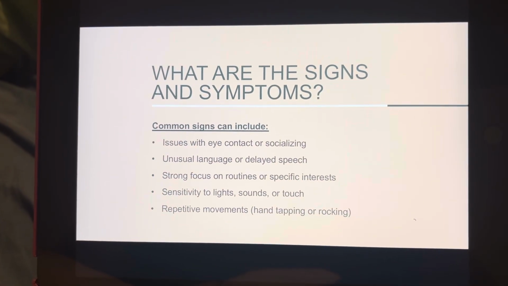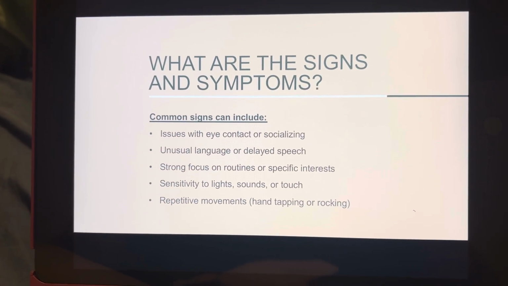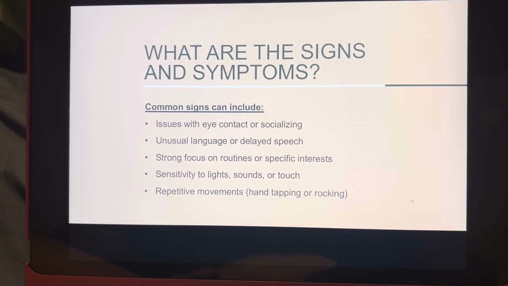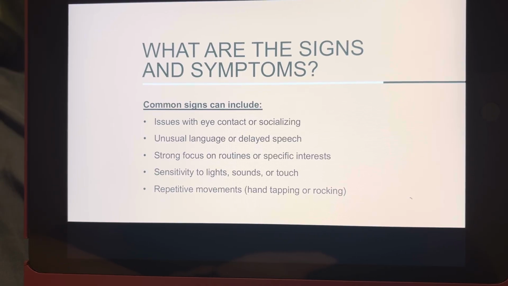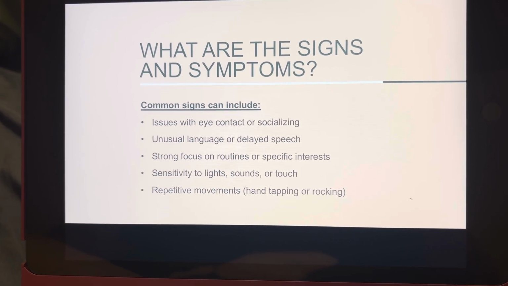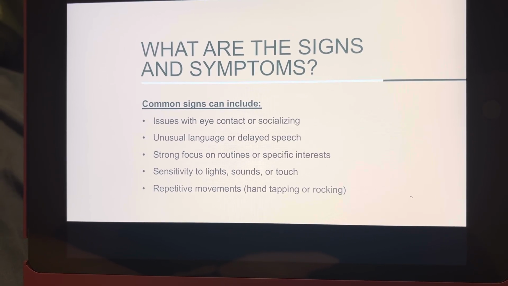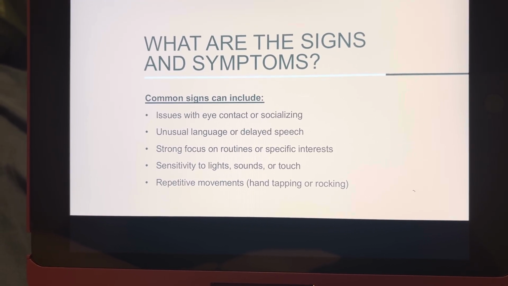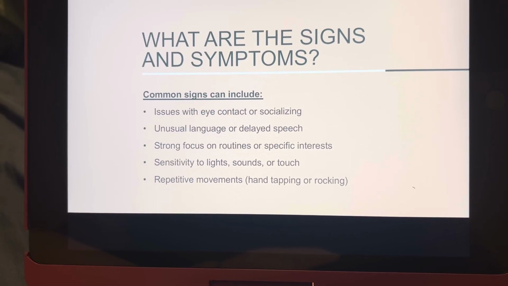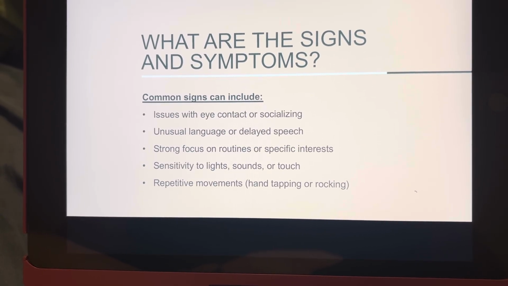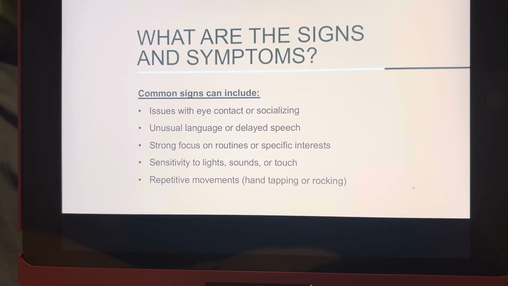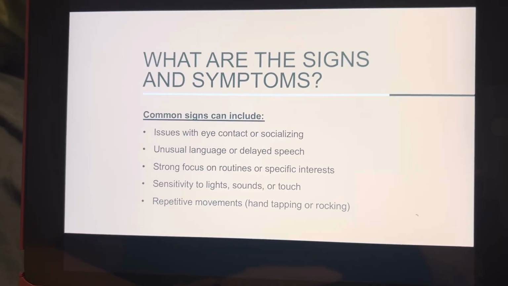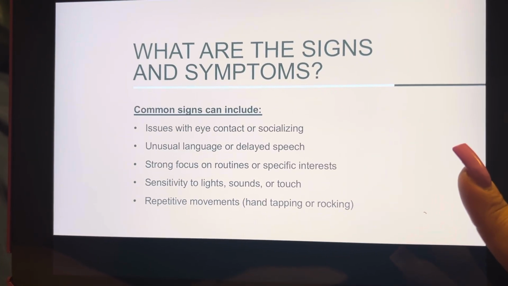What are the signs and symptoms? Common signs and symptoms can be issues with eye contact or socializing, unusual language or delayed speech, strong focus on routines or specific interests, sensitivity to lights, sounds, or touch. Repetitive movements are something I see often: hand waving, hand tapping, rocking back and forth, and things like that. So these are the signs and symptoms of autism spectrum disorder.